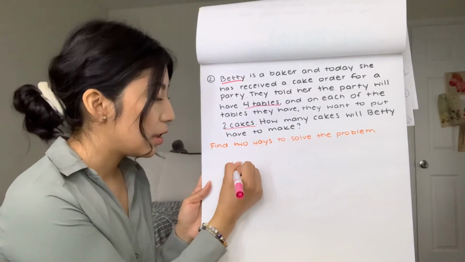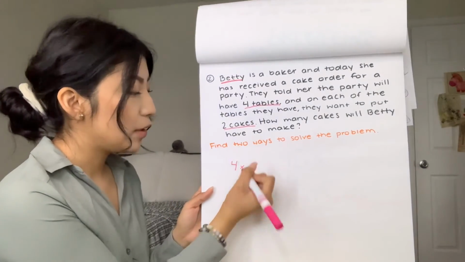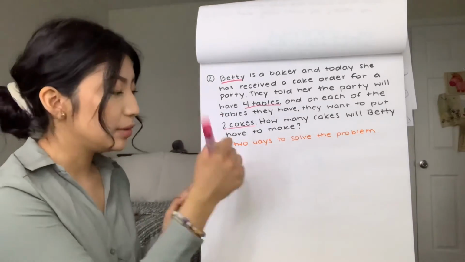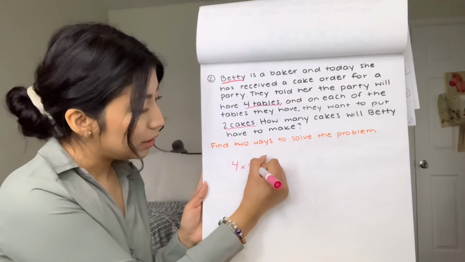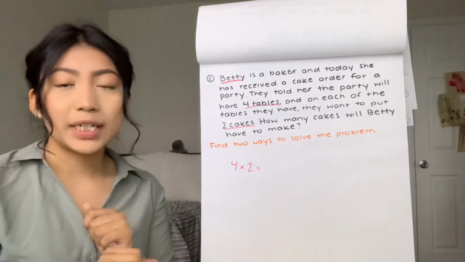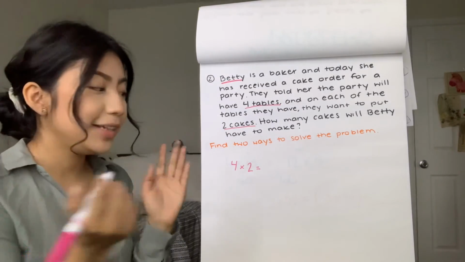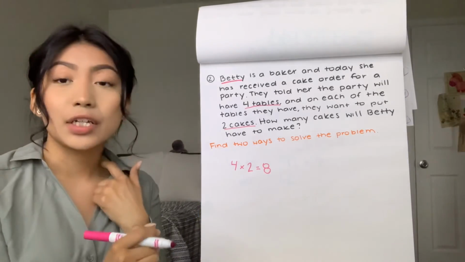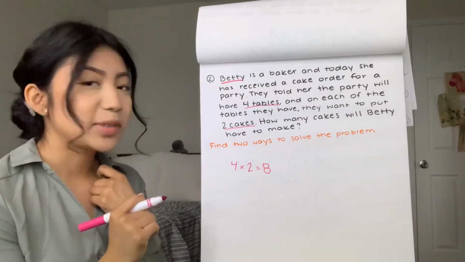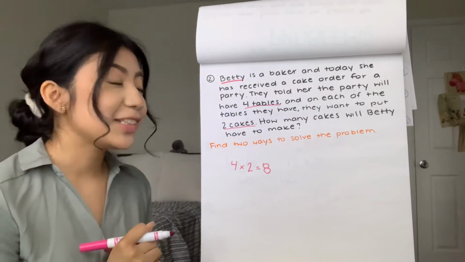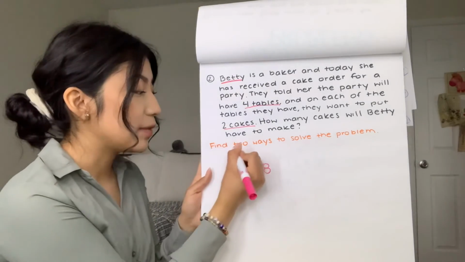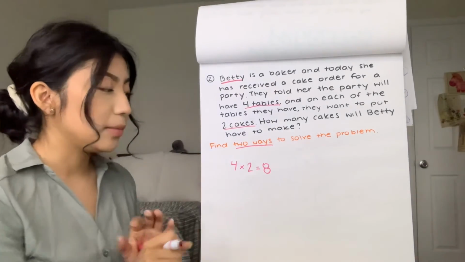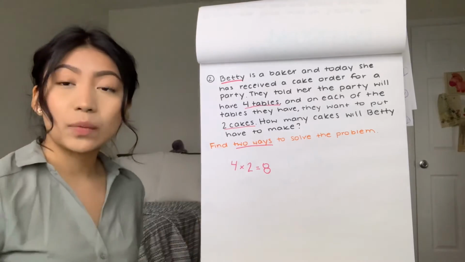4 times what other number is there? The 2 cakes. All right. What is 4 times 2? Yes, good job. 8. And what is, oh, wait, I'm jumping ahead. Okay, so let's find another way, because it says we have to find 2 ways to solve the problem. So what's another way that we can write this?